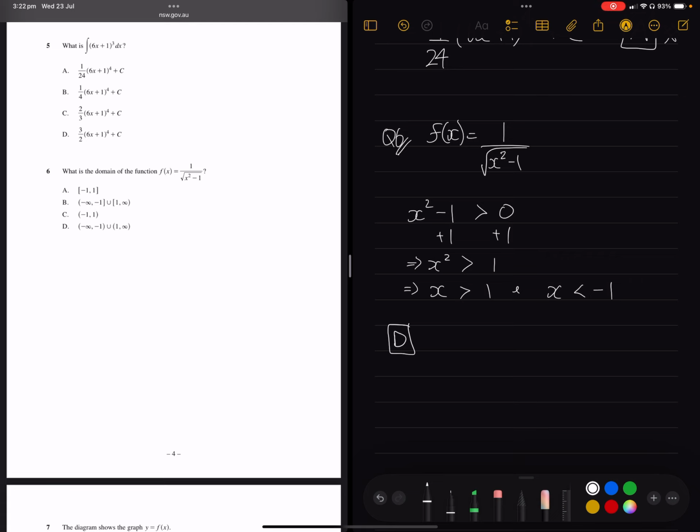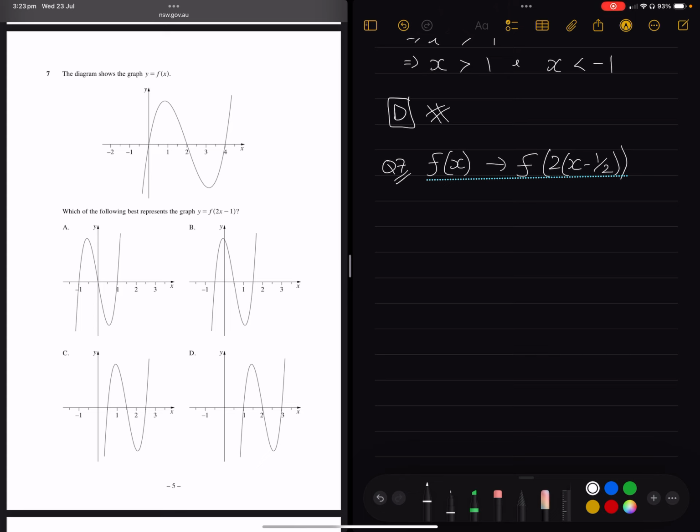So we have a 2 times translation and a 1/2. Sorry, we have a 2 times modification, contraction or expansion, and we have a 1/2 translation. So it gets shrunk in by 2 times, and then it gets shifted by a half.